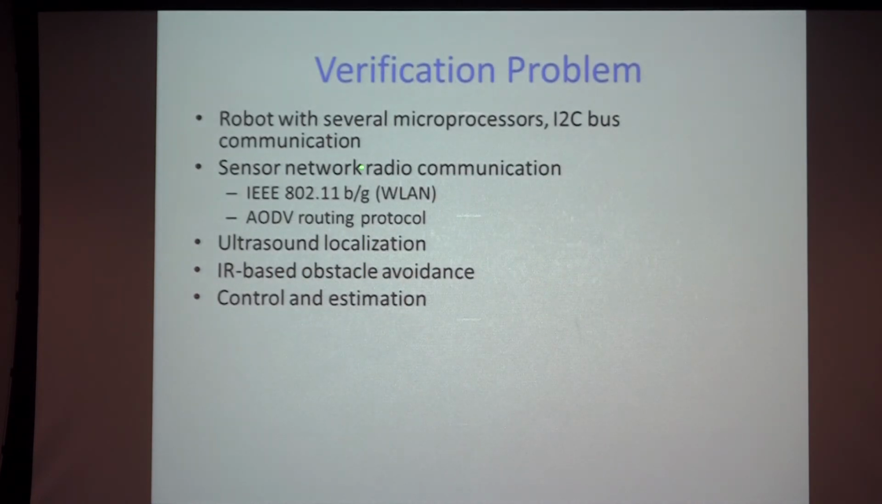Then we have sensor network radio communication, IEEE. We have an ad hoc routing protocol called AODV that we would like to verify. We have the ultrasound band localization. We have infrared based obstacle avoidance. And then we have all the control and estimation running in this.